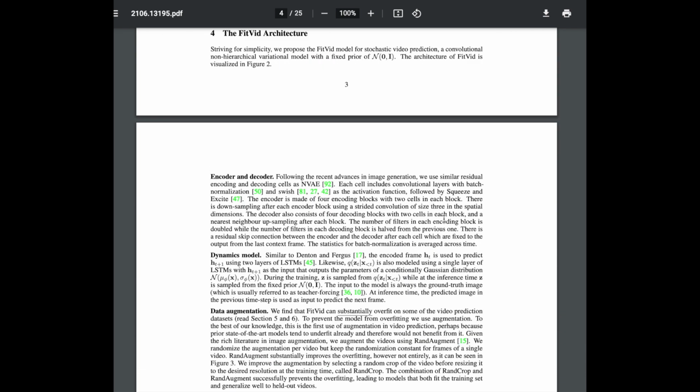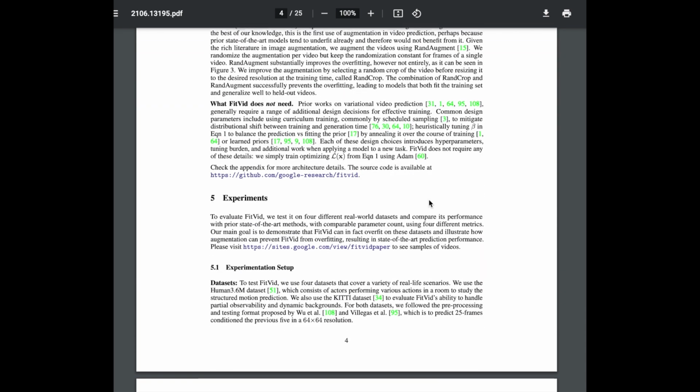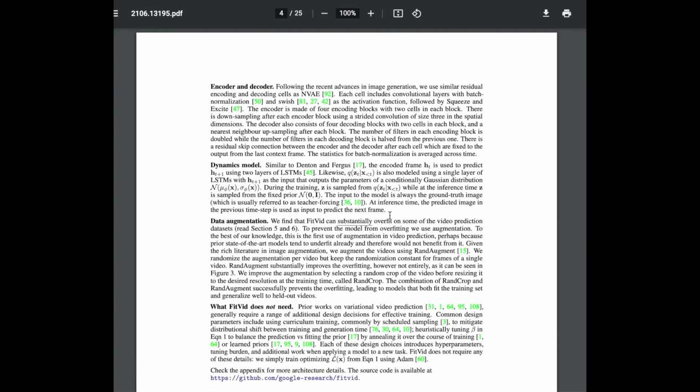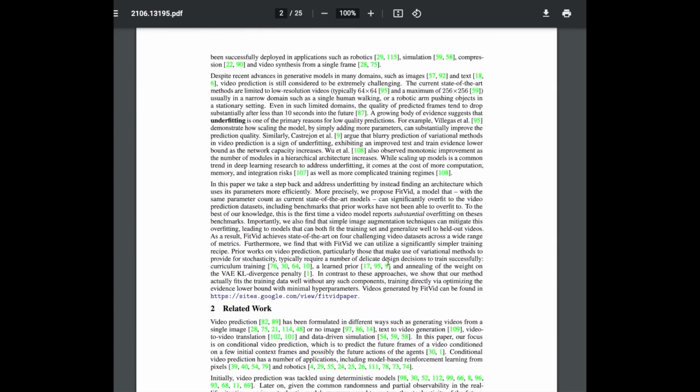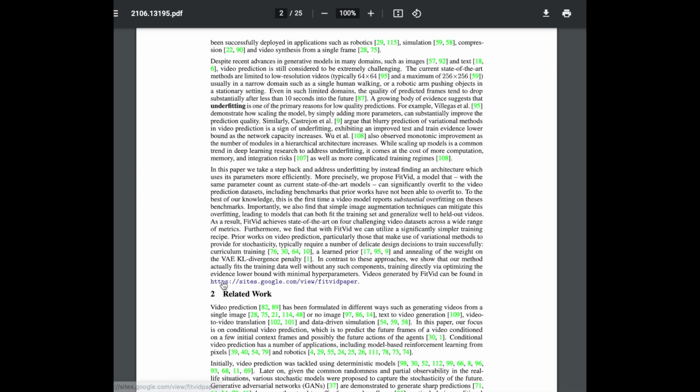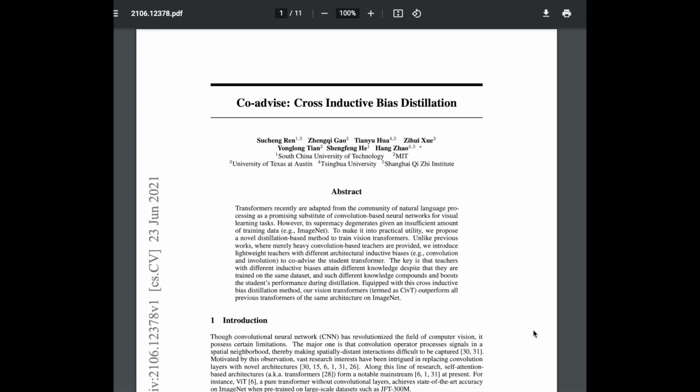But what is interesting is that they're showing that you actually can overfit to this without just scaling up the number of parameters. They provide a link if you want to see examples of the videos that they generate using this model, and overall it's really interesting to see the continuation of video generation and the efficacy of the variational autoencoders.